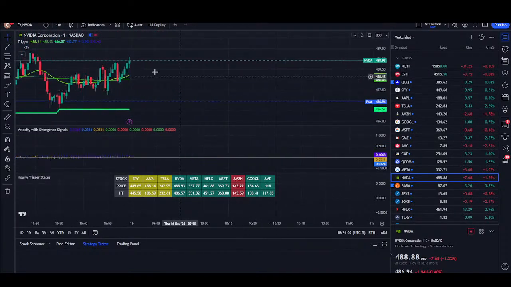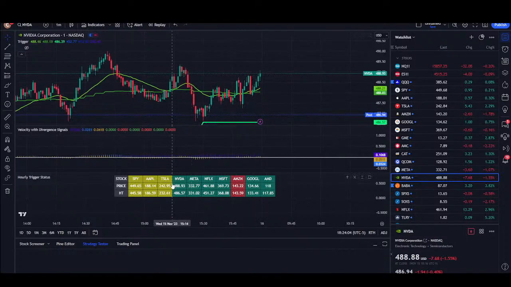Yeah. So 1, 5 hourly. Whenever a stock turns green, it's always a good idea to go check up on it and see maybe should I take a long position.